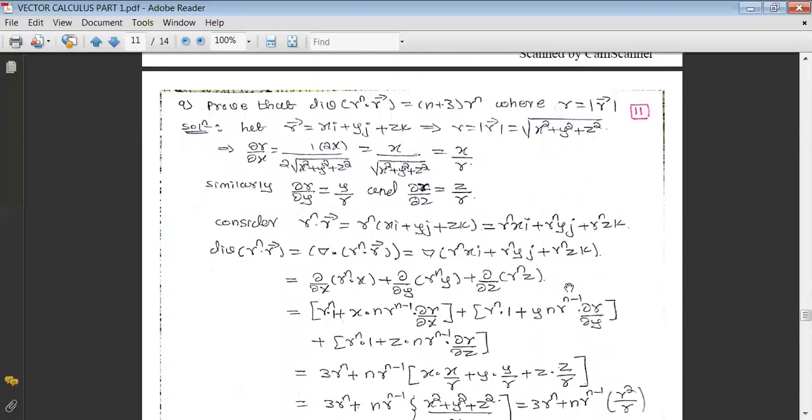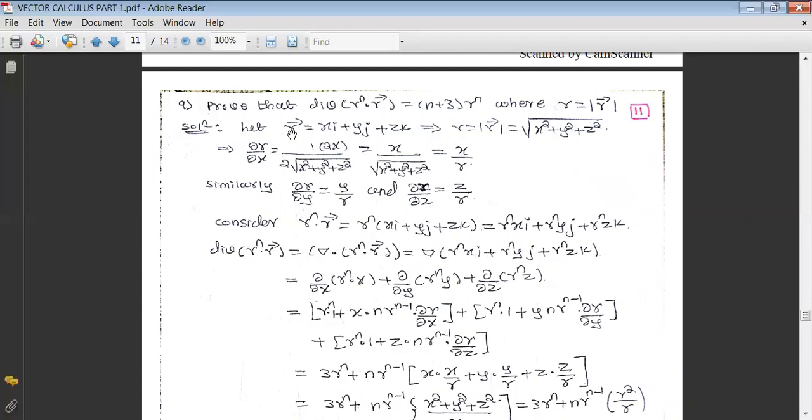Now let us proceed to the next one, and the question is like this. Prove that divergence of r raised to n into r bar equals n plus 3 into r raised to n, where r is the magnitude of r bar. So it is not a dot product, since it is a scalar, that's why it is a scalar product, we can say this.